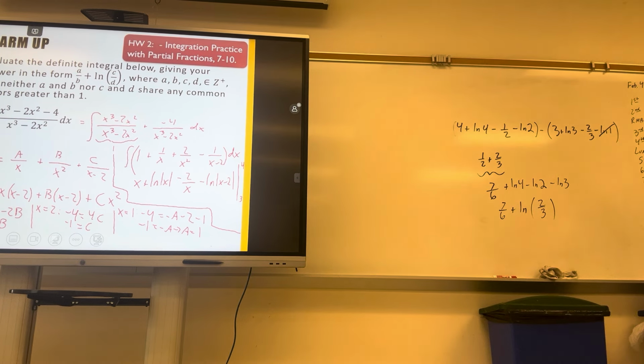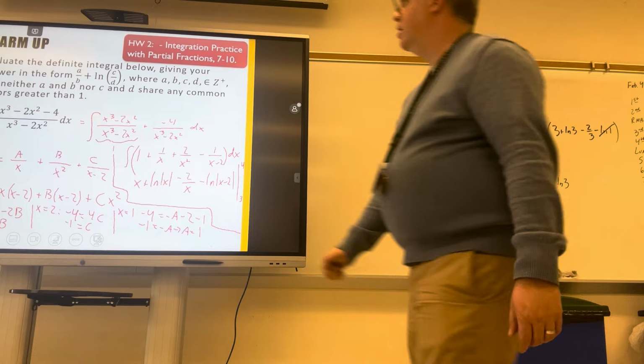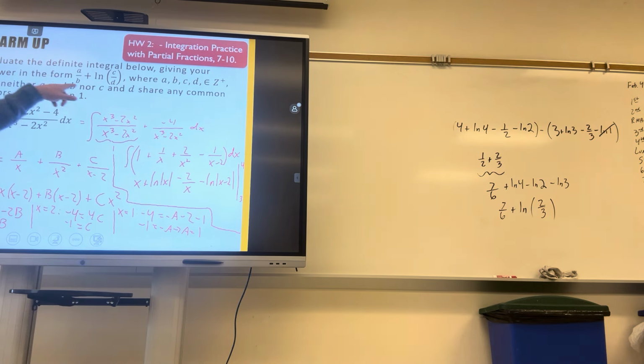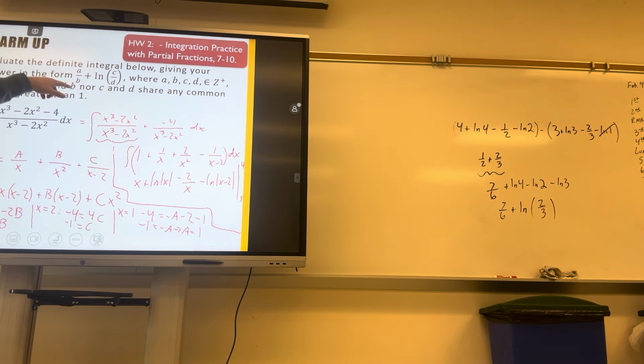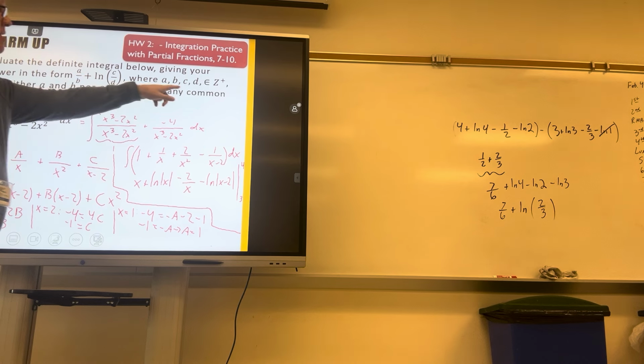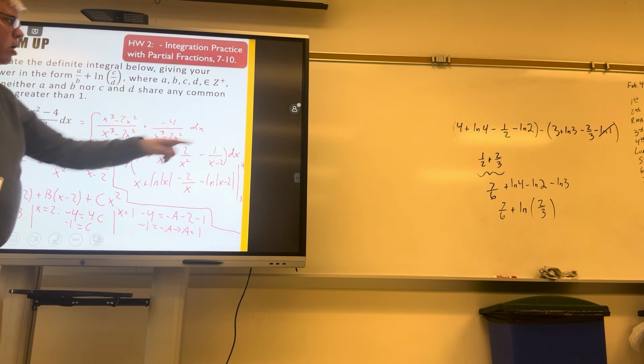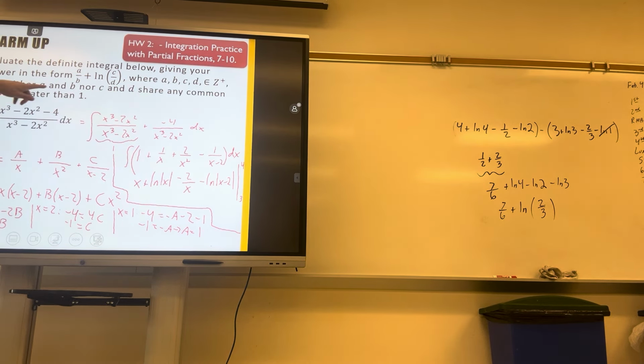Okay? I didn't mention this, I forgot about this language. So it says, we have it in this form, right? A fraction plus ln of a fraction. A, B, C, and D have to be positive integers, they all are. What is this business about neither A and B nor C and D share any common factors greater than 1? It's simplified. That's a long way of saying, like, make your fractions reduced. We have 7/6 and 2/3, they are. Okay? Everybody okay there? Any questions?